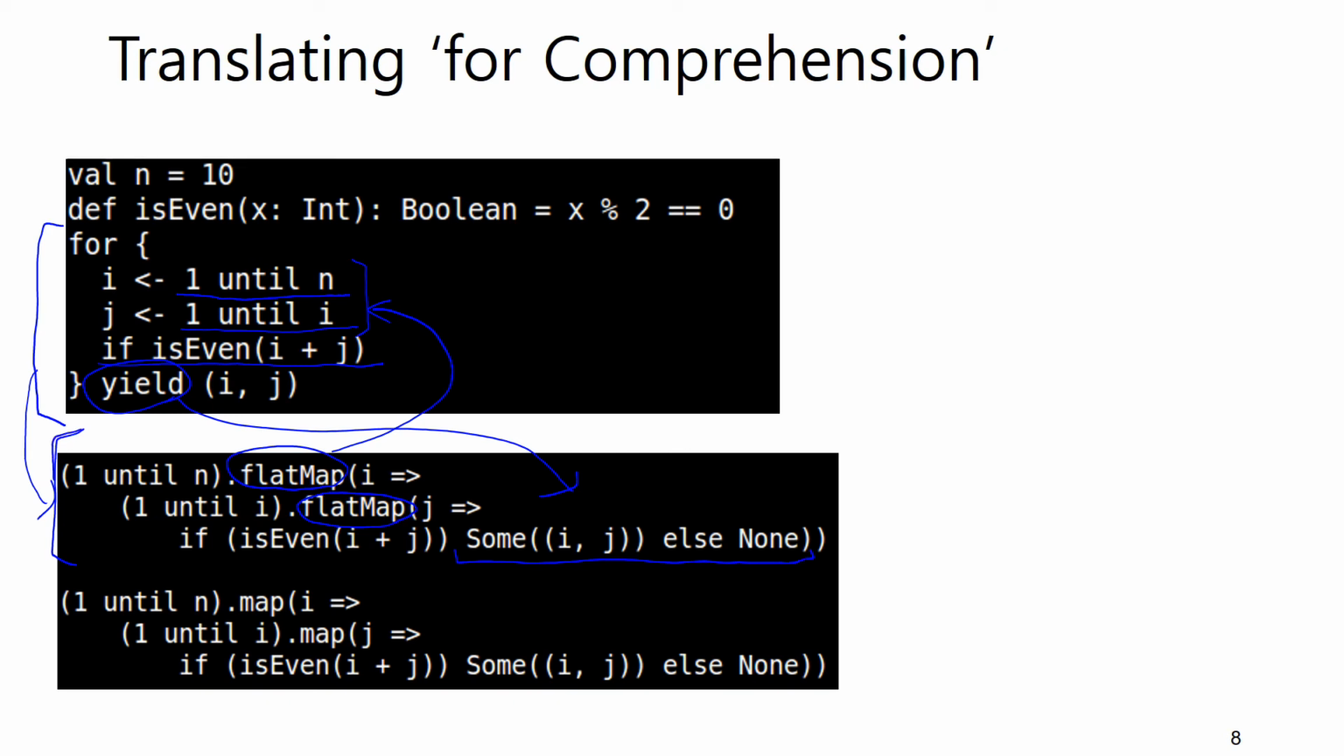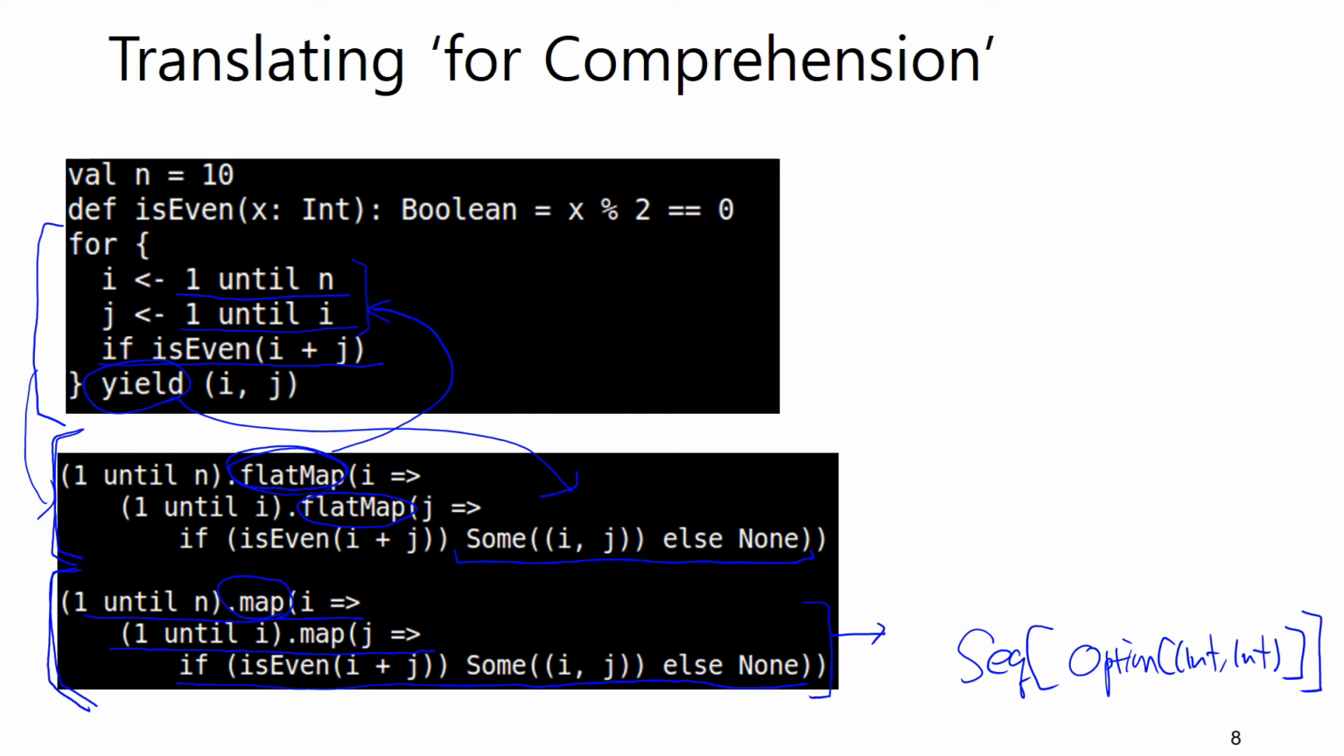To understand how this expression works, let's consider another expression shown over here, which replaces flatMap with ordinary map. This expression creates an Option of an integer pair, and then this inner map creates a sequence. So we now have a sequence of Option, and this outer map creates another sequence. So now we have a sequence of a sequence of Option.